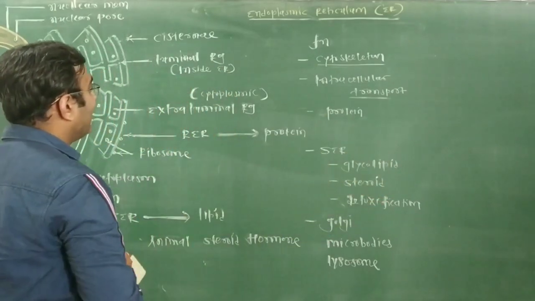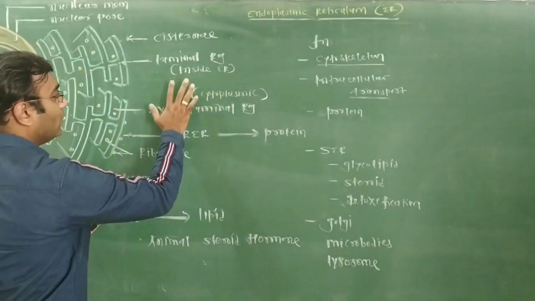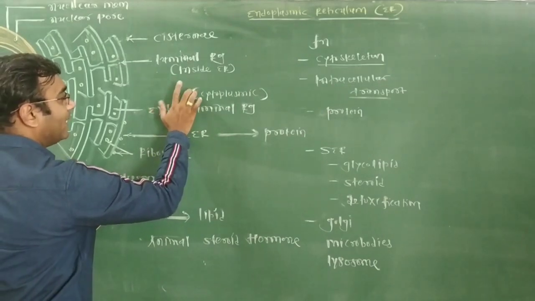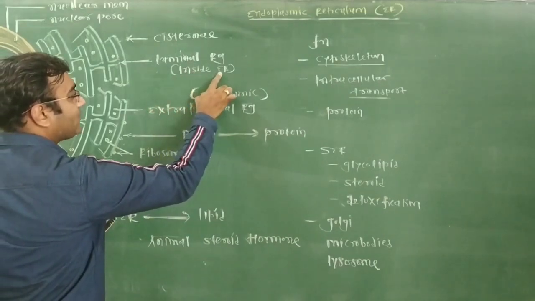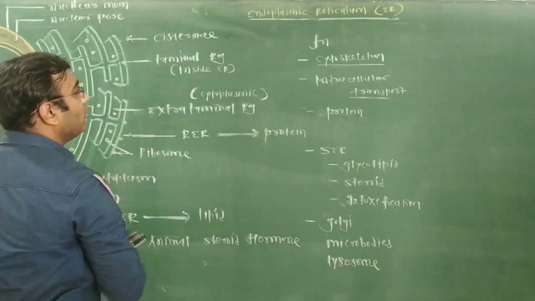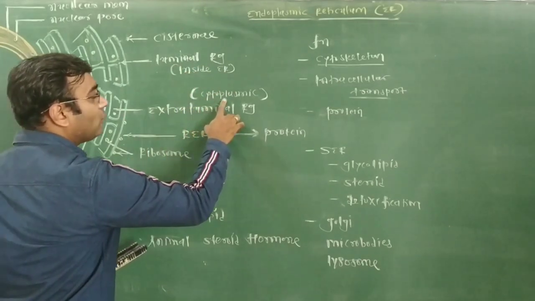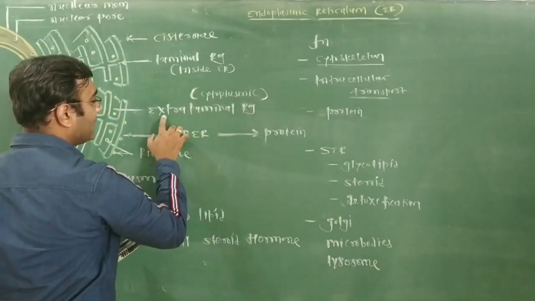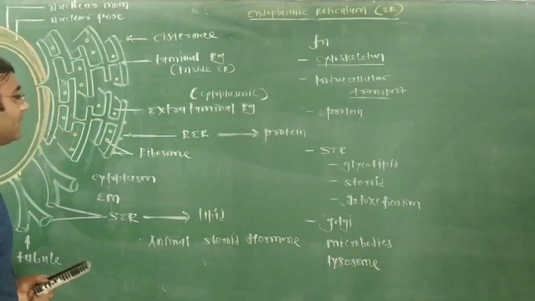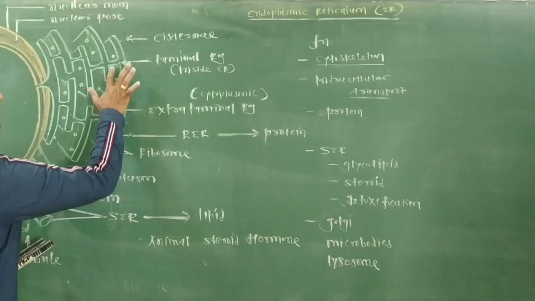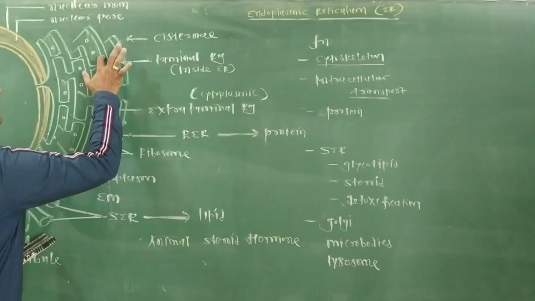Now once again, the intracellular region is divided into two parts: inside the endoplasmic reticulum is the luminal region, and outside, meaning the cytoplasmic region, is the extraluminal region. This is the extraluminal region and this is the luminal region.